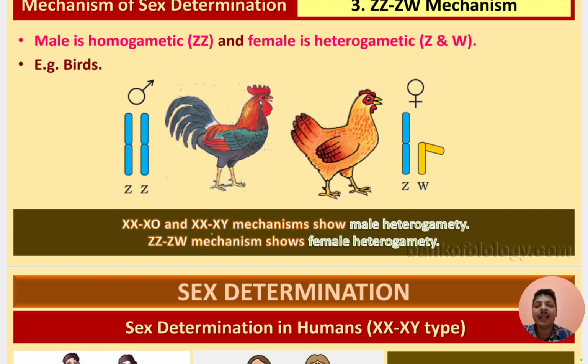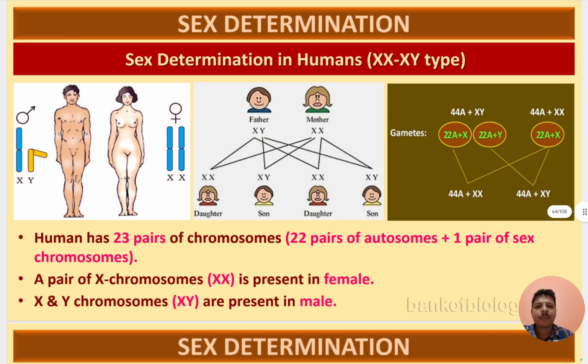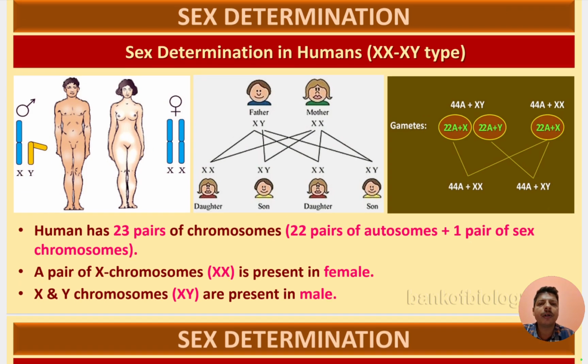The XX and XO and XX and XY mechanisms show male heterogamety, while the ZZ and ZW mechanism shows female heterogamety. Coming to human beings, we already did this, but again it is given, as you can see. Humans have 23 pairs of chromosomes, where 22 pairs are autosomes and 1 pair is the sex chromosome. A pair of X chromosomes is present in female, while X and Y chromosomes are present in male.